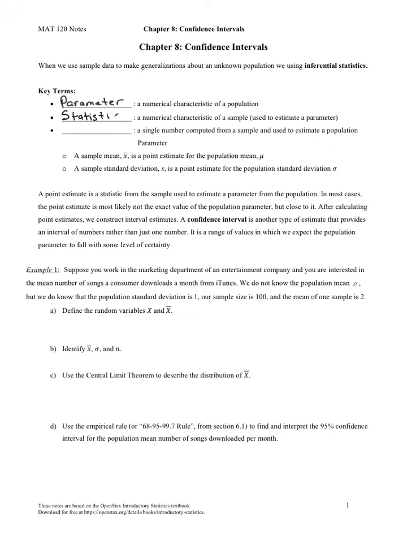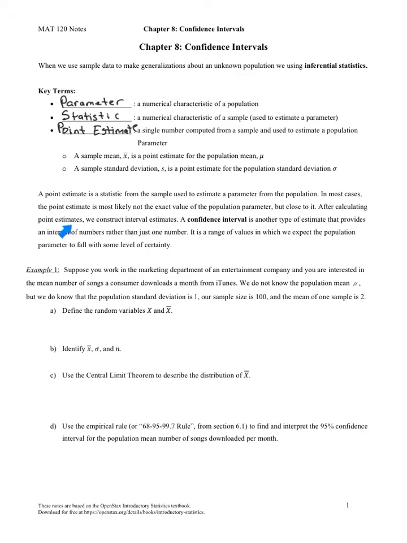A new term you're going to use in this section is called a point estimate. A point estimate is a single number computed from a sample, and that number is used to estimate a population parameter. A sample mean, for example, is a point estimate for the population mean. And a sample standard deviation, S, is a point estimate for the population standard deviation.